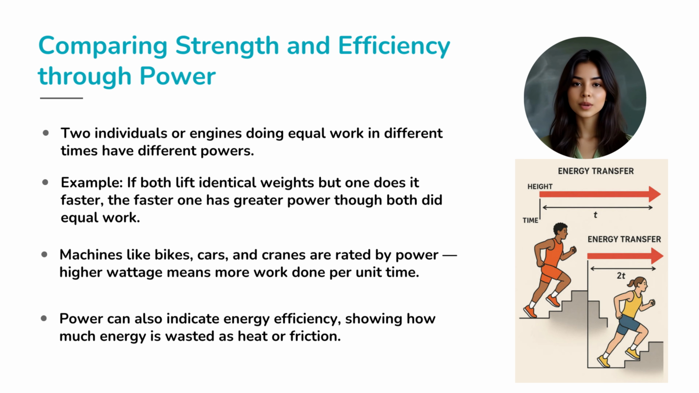That's why a powerful bike can travel the same distance in less time than a scooter. Both convert fuel energy into motion, but one does it at a higher rate. Machines, engines, and even humans are often compared by their power output. A higher power rating means faster work or energy transfer, and often greater efficiency. So, next time you brag about your new bike or your gym strength, you're actually bragging about your power rating.